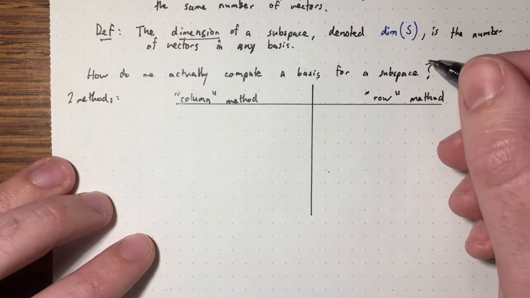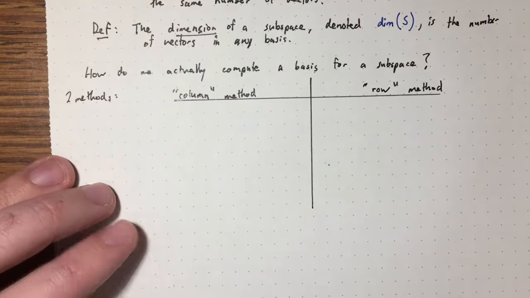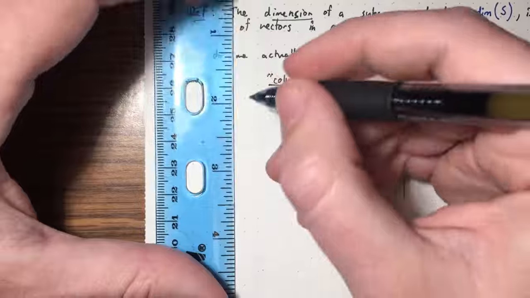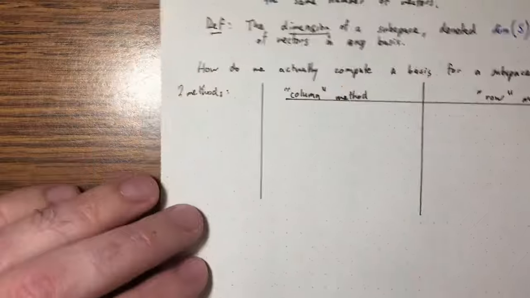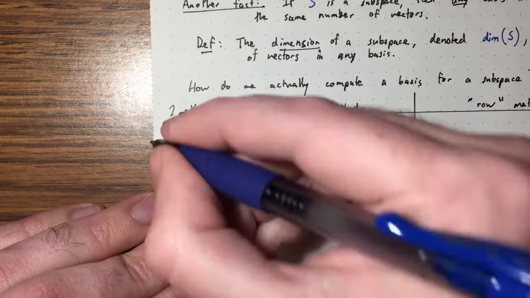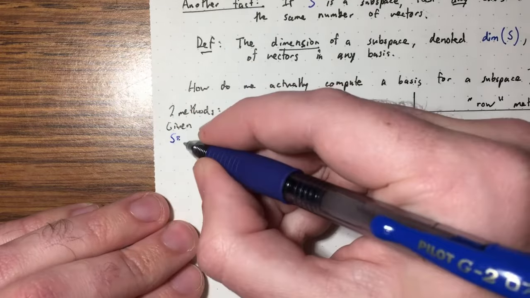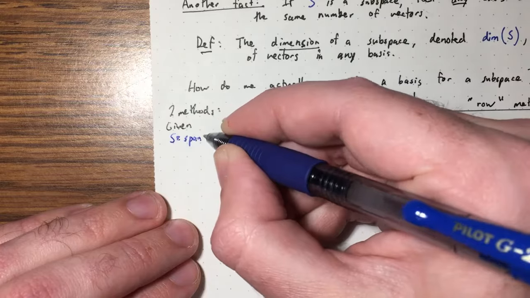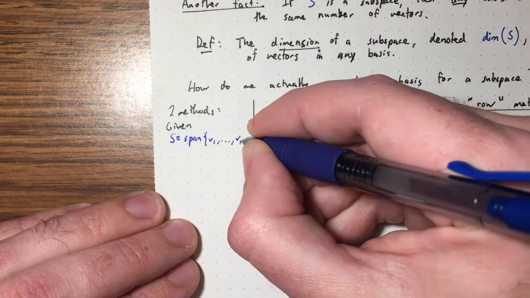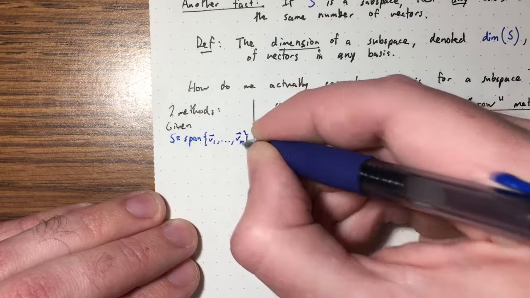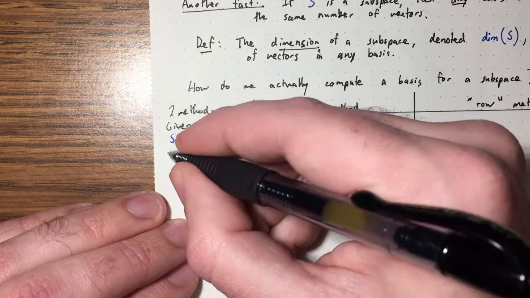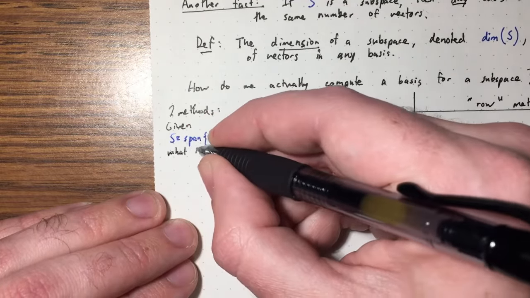So, what's the typical setup? Given some subspace S, which is a span of some set of vectors. This is a very common way to describe a subspace. What is a basis for S? That's the question.